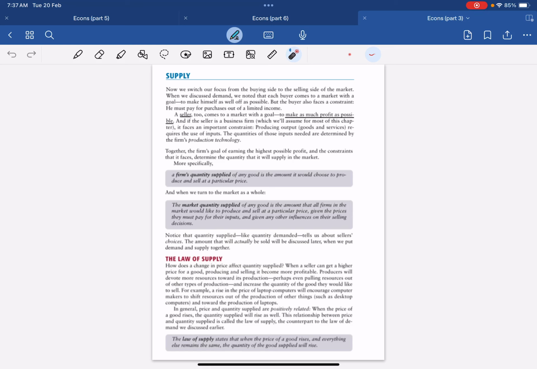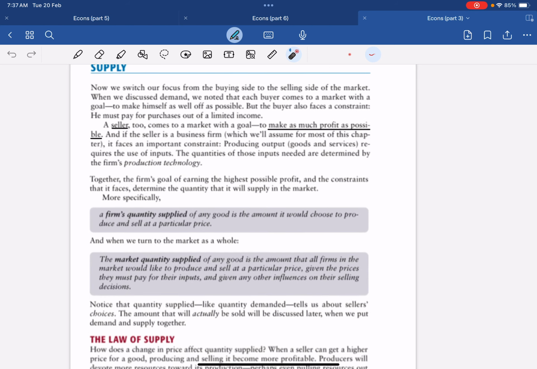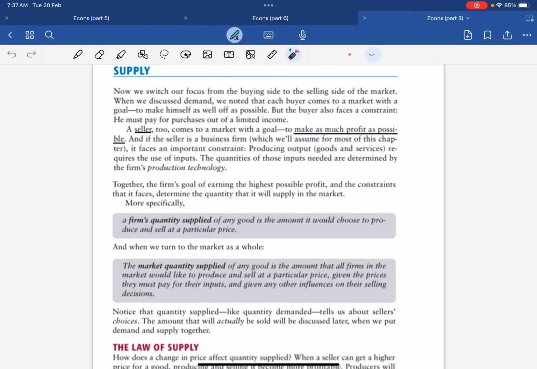Hi! In this video, we will now look at supply after our previous video which was on demand. So for supply, what it means is that a seller has a goal to make as much profit in the market as possible. For example, you are a seller, which means you're a business, so you want to make the most profit.